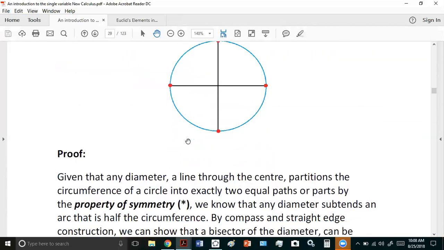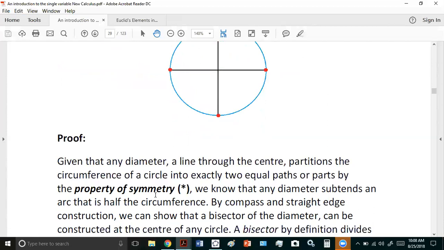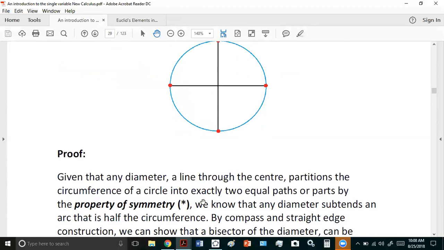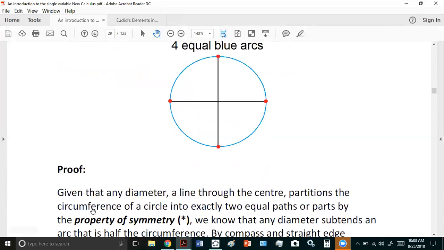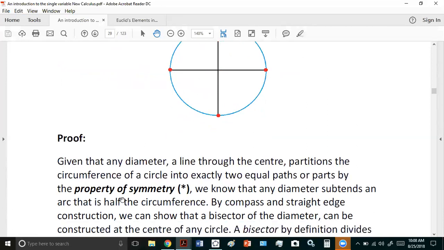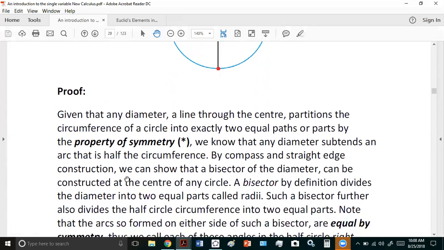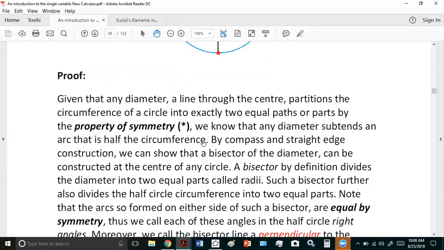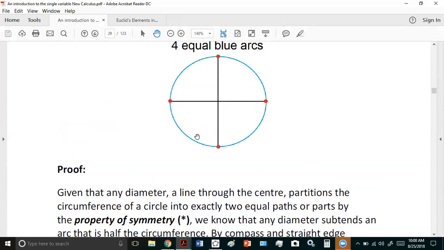You have to look at the proof of this, and you have to use the fact that there is a property of symmetry. In this part here, I prove that given any diameter, a line through the center partitions the circumference of a circle into exactly 2 equal parts. So this diameter divides into that arc and this arc, which are equal by symmetry. And we know that the diameter subtends an arc that is half the circumference, and so we can show that the circumference of a circle can be divided into 4 equal parts.